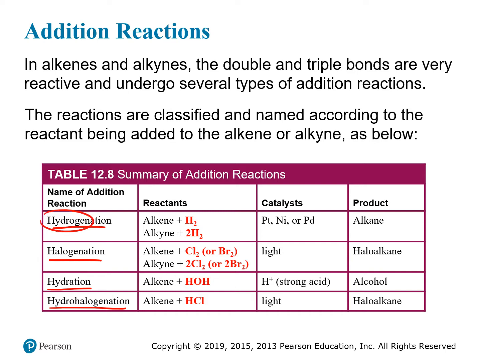Hydrogenation is the addition of hydrogen, H2. Halogenation is the addition of a halogen molecule, usually either Cl2, chlorine, or Br2, bromine. Hydration is just what it sounds like. It's the addition of water. In this case, we tend to designate it HOH, which will make sense when we look at the mechanism a little bit later on, but it's just a water molecule. And then the last one is hydrohalogenation, where you're adding both a hydrogen and a halogen at the same time. In other words, you're adding something like a molecule of HCl, hydrochloric acid.